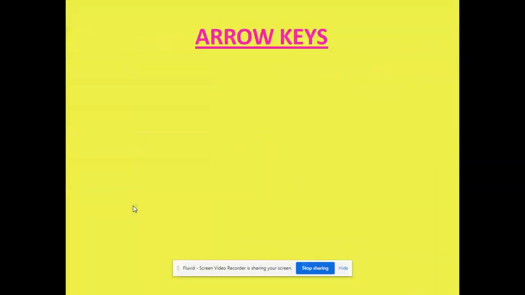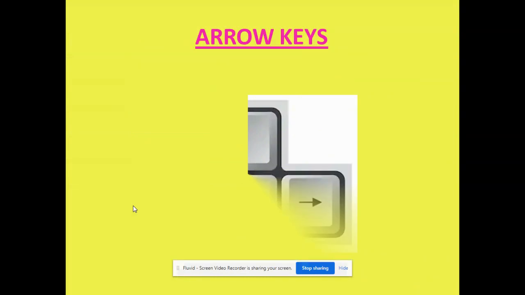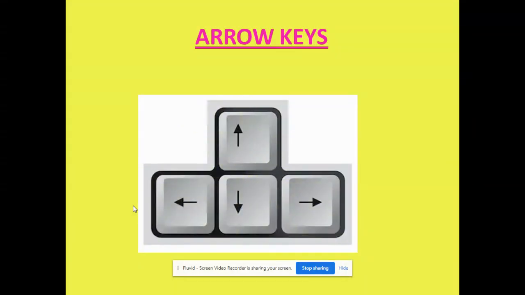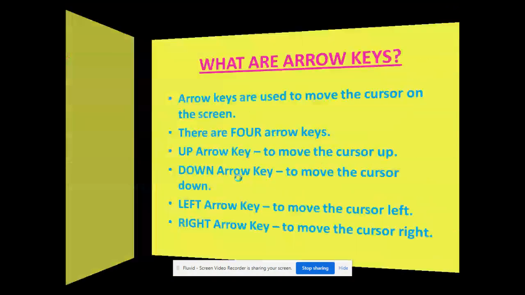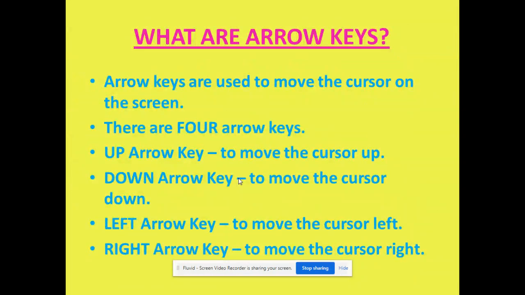Next is the arrow keys. Now these are your arrow keys. Arrow keys are like this: 1, 2, 3, 4. How many arrow keys are there? They are 4 in number. Let's study about this. What are arrow keys? Arrow keys are used to move the cursor on the screen. With the help of arrow keys, we can move the cursor on the screen.